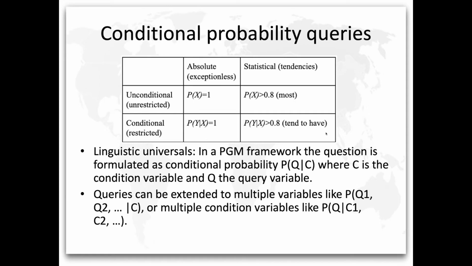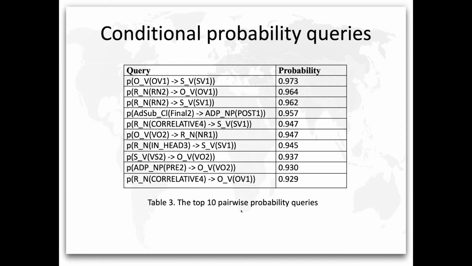We can also do conditional probability queries. We can use one condition variable and one query variable, and we can also use multiple condition variables and multiple query variables. This is the top 10 pairwise probability queries, and the top one is: if an OV precedes a verb, then SV precedes a verb has the highest probability.